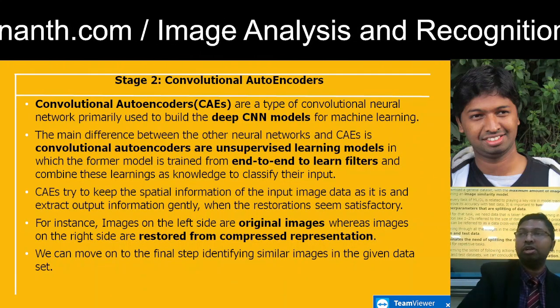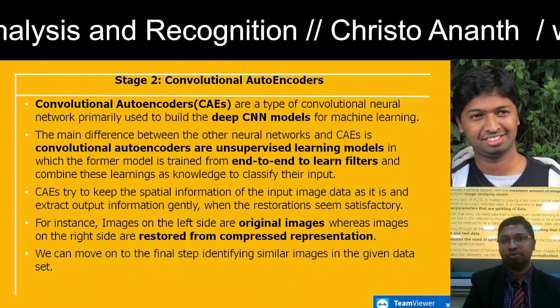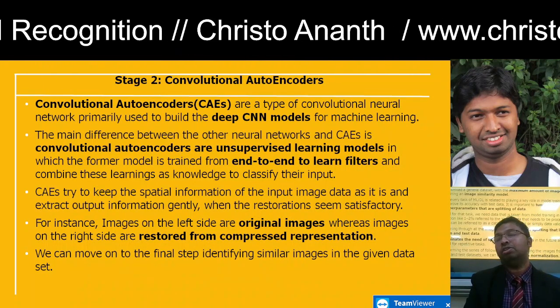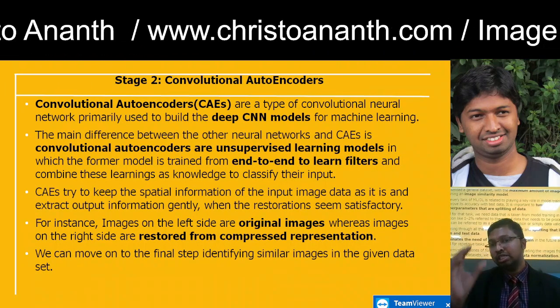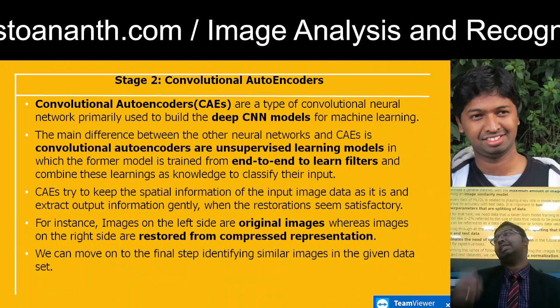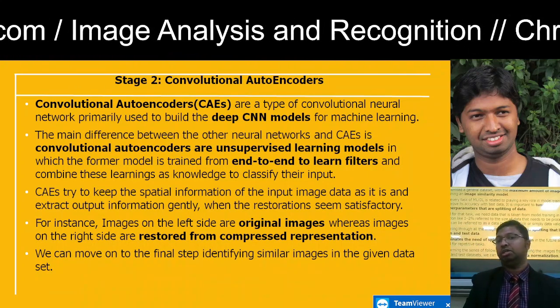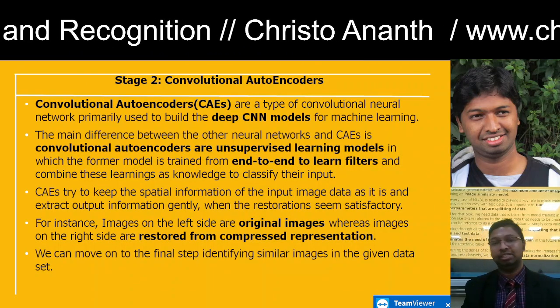So maybe if you are going to use this one in combination, then you can classify the input. The main function of convolutional autoencoders is that you keep the spatial information of the input data as it is, and you extract the output information. Even if you have to restore it, it is very easy.